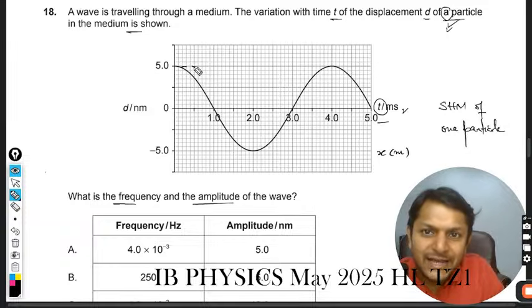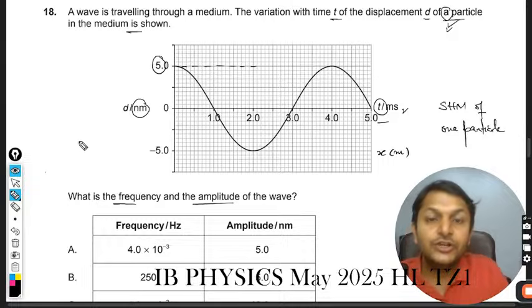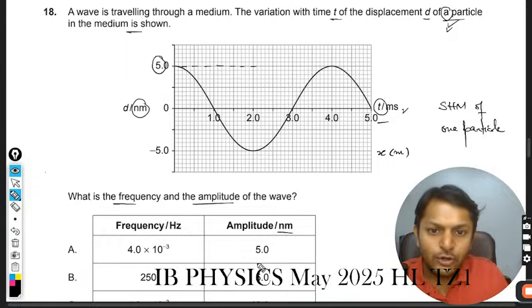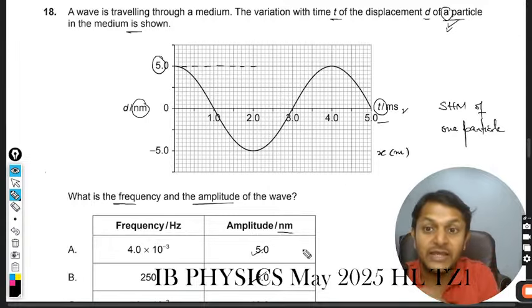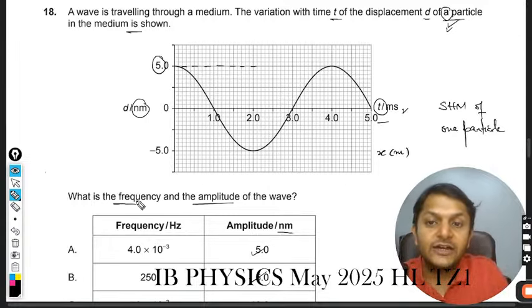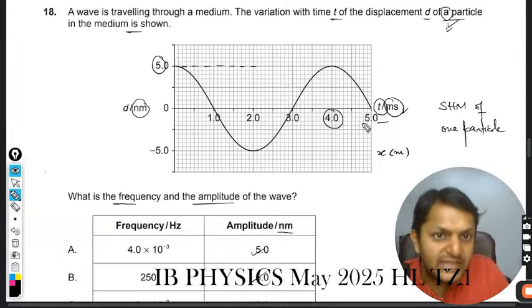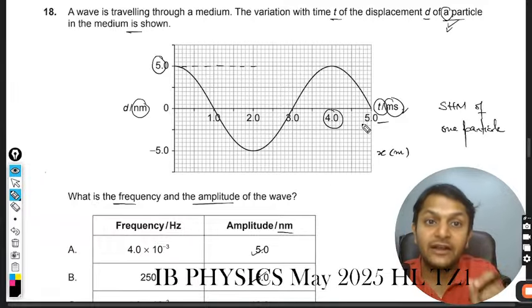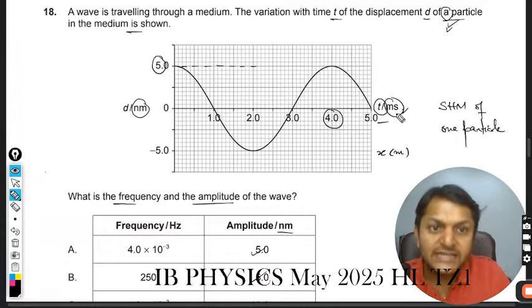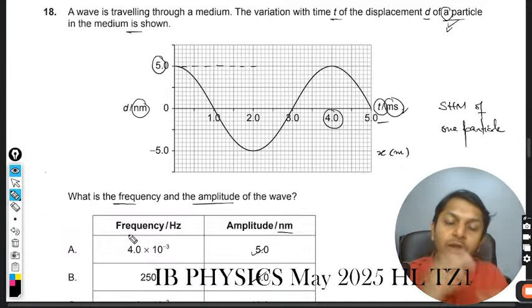So this is the amplitude. The amplitude will be 5. The unit is nanometer, so the answer will be 5. Yes, so either the answer is A or the answer is B. Now you want to find the frequency, not the time. The time is 4 millisecond. Always verify the units and the multiplier there. So 4 millisecond is time, but you want to have the frequency, so it will be 1 by time.